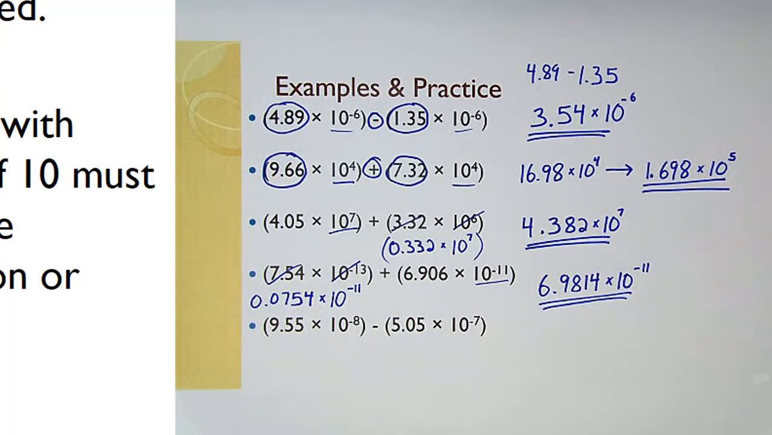Okay, I'd like you to do the last one. Take a minute and subtract 9.55 times 10 to the negative 8 minus 5.05 times 10 to the negative 7. Go ahead and do that one and unpause to see how that works out.